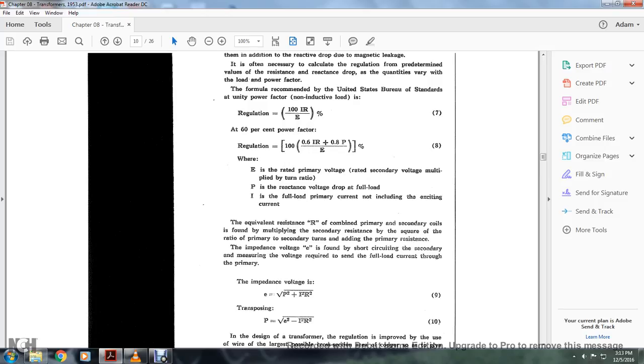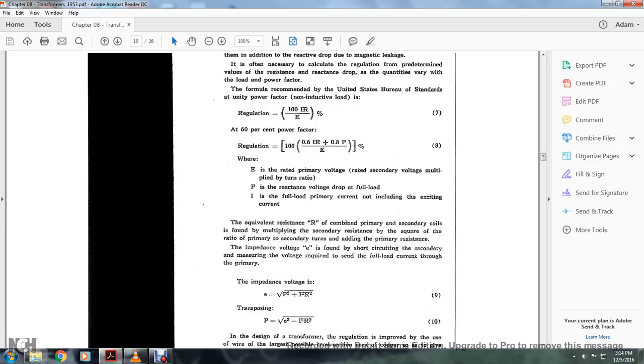X is the reactance voltage drop at full load, and I is the full load primary current, not including the exciting current. The equivalent resistance R is found by multiplying the secondary resistance by the square of the ratio of primary to secondary turns and adding the primary resistance. The impedance voltage e is found by short-circuiting the secondary and measuring the voltage required to send the full load current through the primary.